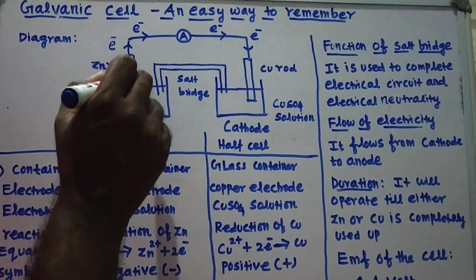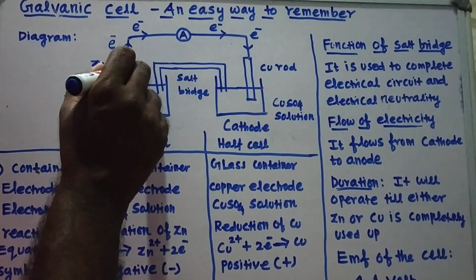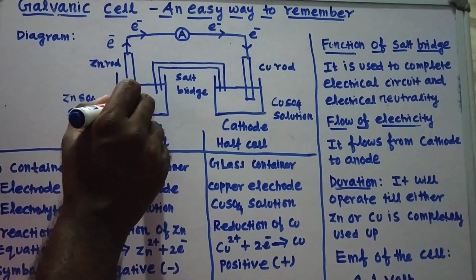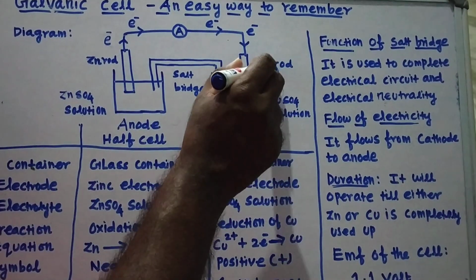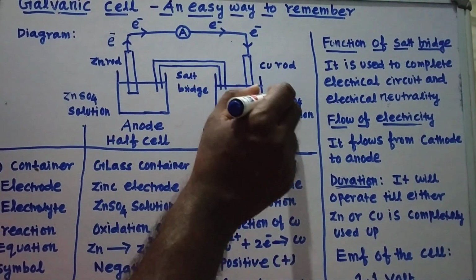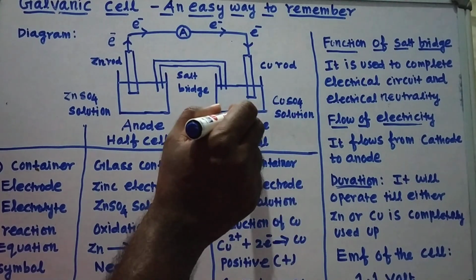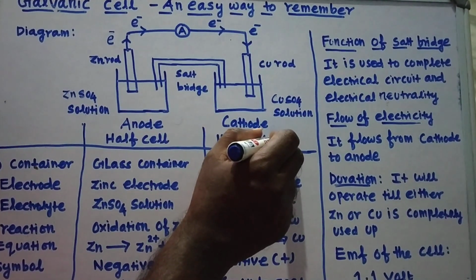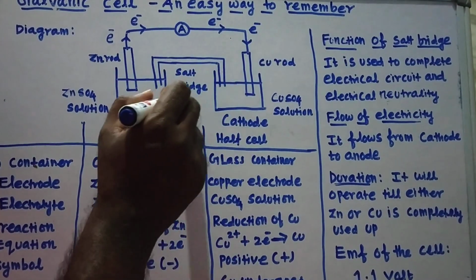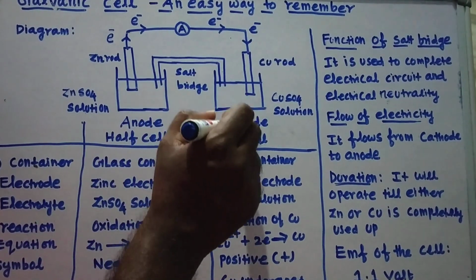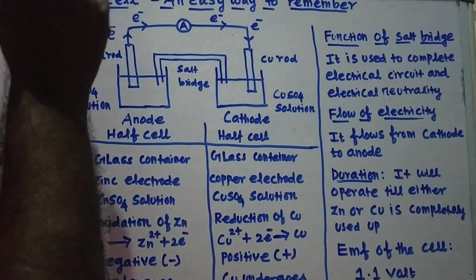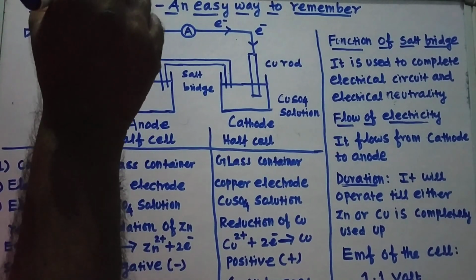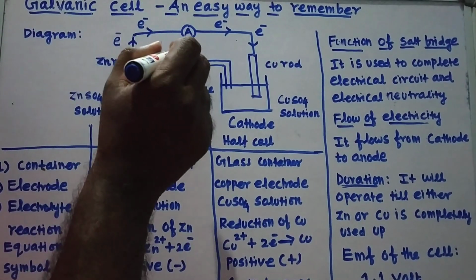Now the function. The zinc rod immersed in the zinc sulfate solution acts as the anode half cell. The copper rod immersed in the copper sulfate solution acts as the cathode half cell. A combination of the anode half cell and cathode half cell makes a complete cell. So that is a galvanic cell. Now we are going to see how it works.